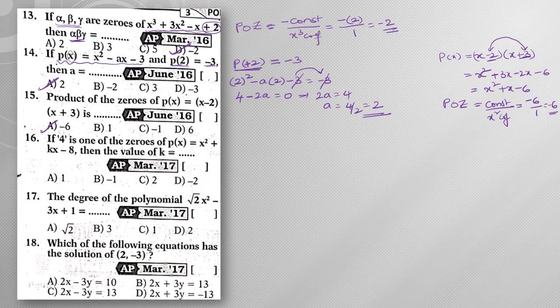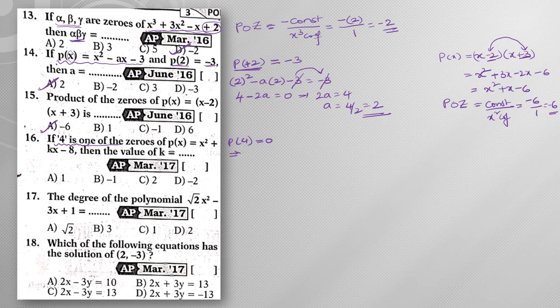Okay, next question number 16. If 4 is one of the zeros, what is the meaning of one of the zeros? It means that when you substitute 4, the value of the polynomial will become 0. That means simply p of 4 is equal to 0.